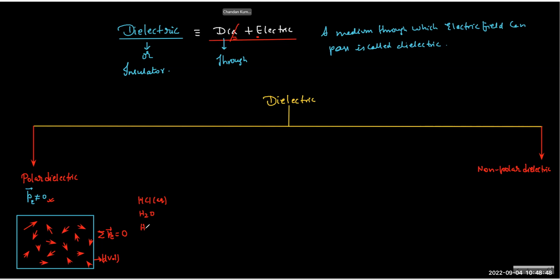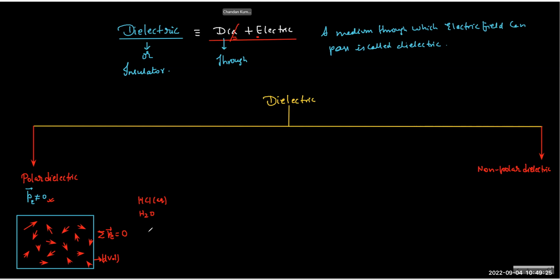CH4. What is CH4? Is it polar? Come on. Non-polar. It is non-polar. Okay, so there are many. You can take any molecule, HCl, HBr, any halogen with hydrogen. Okay, so all are polar molecules.